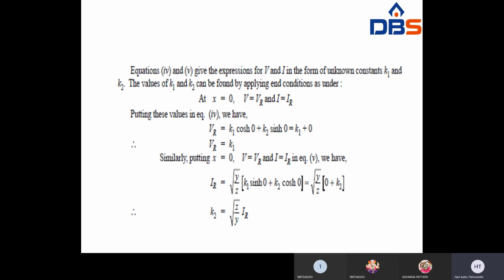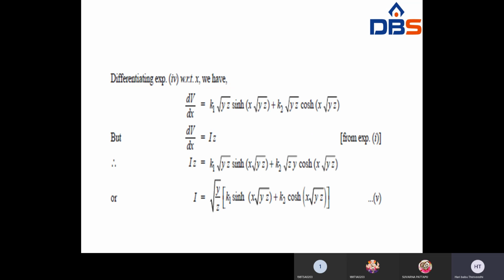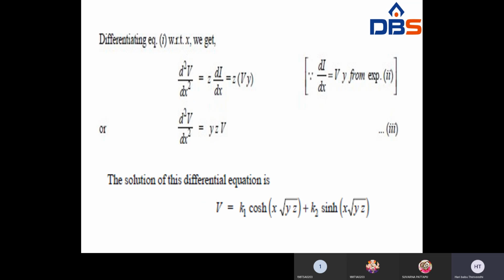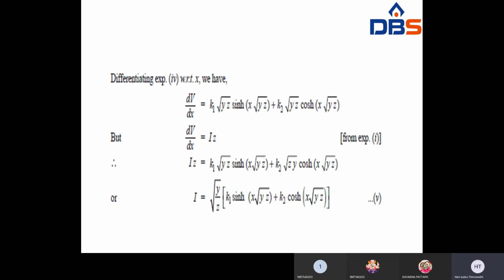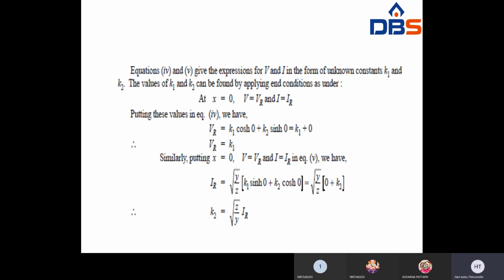So equations 4 and 5 give the expressions of voltage and current, right? Equation 4 is the voltage equation, and by using equation 5 we get the current equation. So from equations 4 and 5 we have the equations of voltage and current in the form of unknown constants, K1 and K2. Therefore, to find the unknown values, we apply the initial conditions.